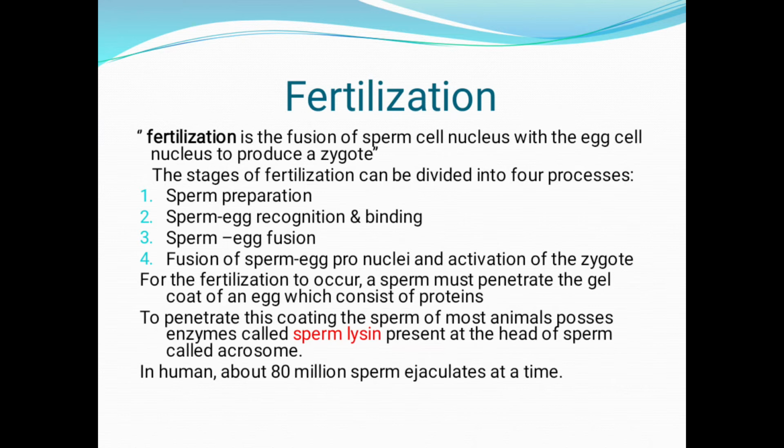For fertilization to occur, a sperm must penetrate the gel coat of an egg, which consists of protein. To penetrate this coating, the sperm of most animals possess an enzyme called sperm lysin present at the head region of the sperm. In simple words, fertilization is the story of all of us.